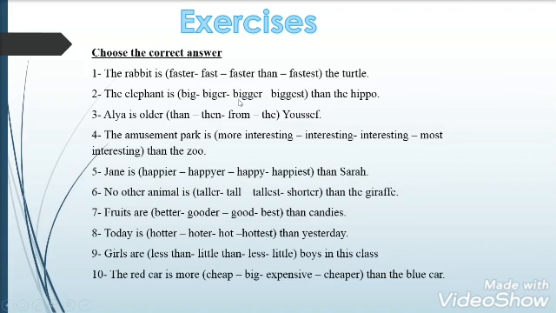Excellent. I will choose bigger, B-I-G-G-E-R, because of B, double the last consonant. Fine. Number 3. Alia is older... than Yusuf. What did I tell you? Never forget what in the comparative. Excellent. Older than Yusuf. Great. Number 4.